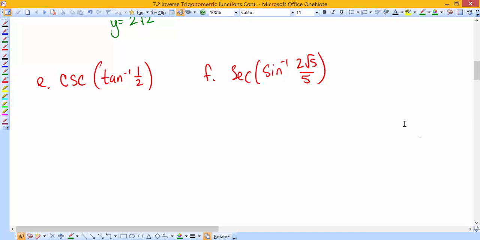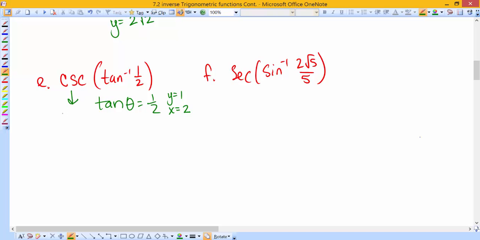Now I'm going to move on. I'm going to start here. Tangent of theta is 1/2. I do not have a tangent of 1/2 anywhere on my unit circle. I have some work to do. Y equals 1, x equals 2.